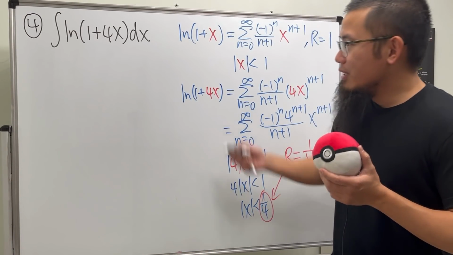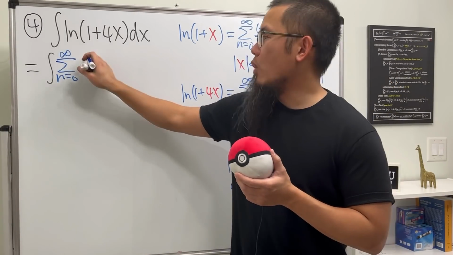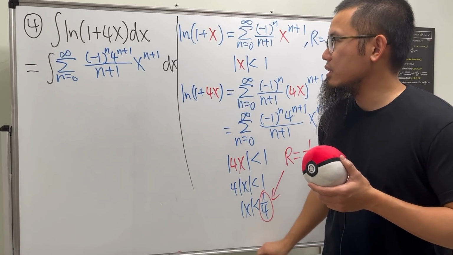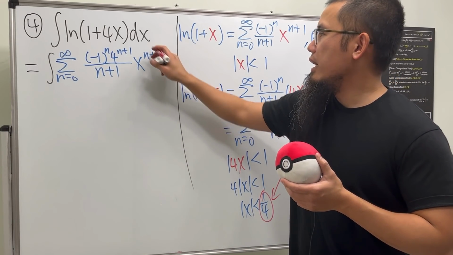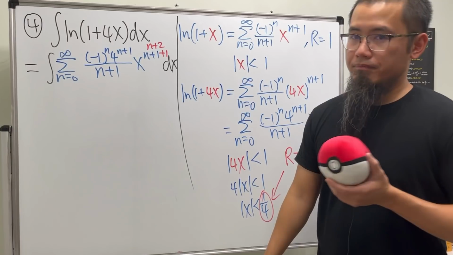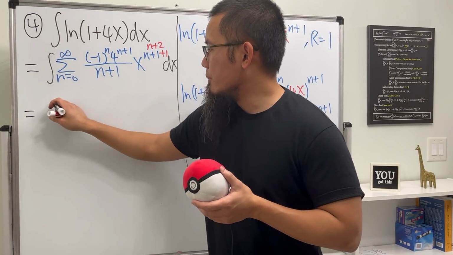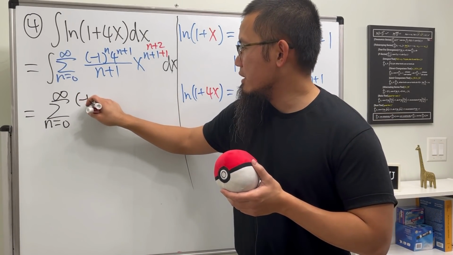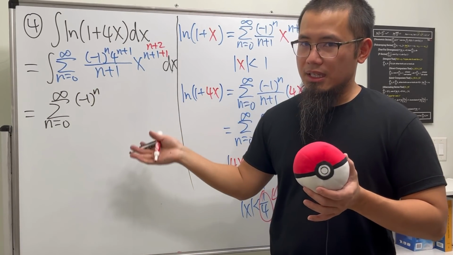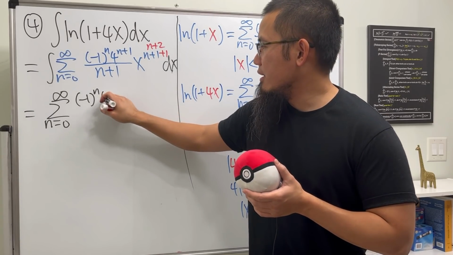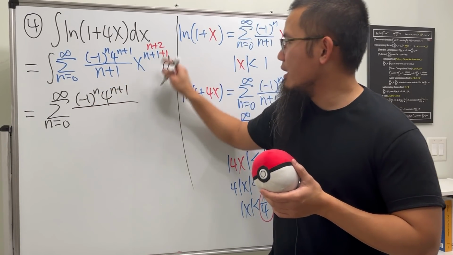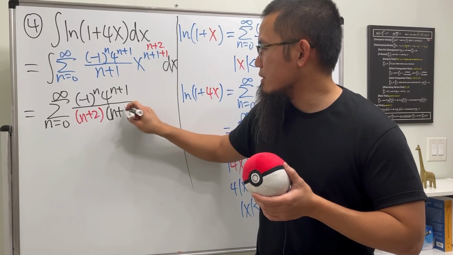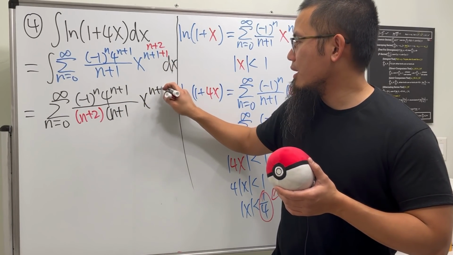We're just going to put this back there and then integrate. Now, of course, go ahead and just add 1 here, and the new power is n plus 2. So, ladies and gentlemen, we have the series as n goes from 0 to infinity, and we have all this. It's just a lot to write. It's really not that bad. And then 4 to the n plus 1 over this down here. So we have the n plus 2 times n plus 1, and then x to the n plus 2.